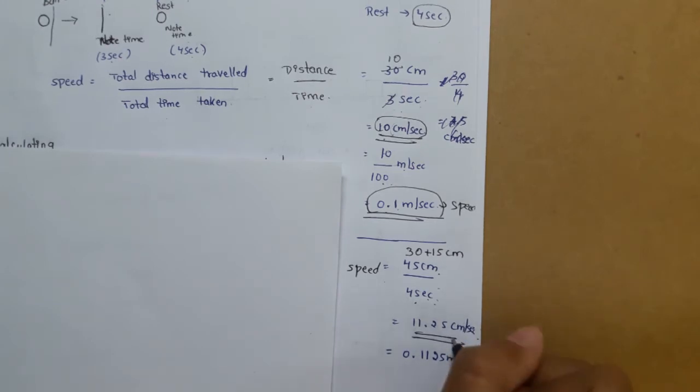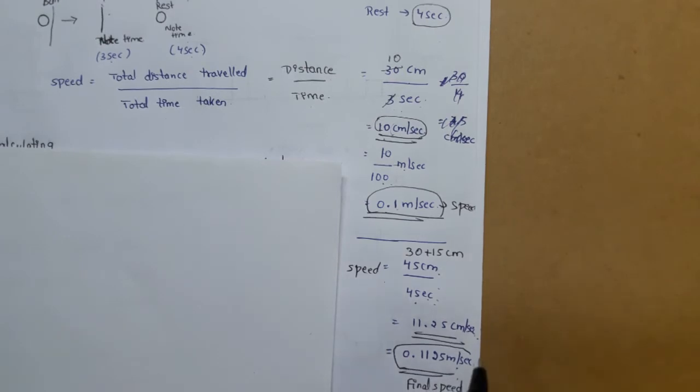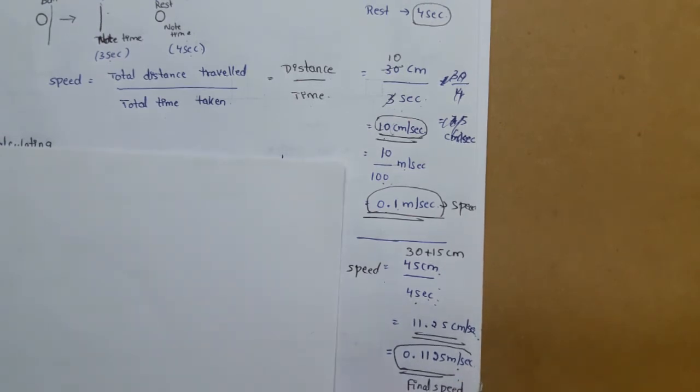Again convert the centimeter per second in terms of meter per second. We will get the speed as 0.1125 meter per second. So the final speed of the ball when it came to rest is 0.1125 meter per second. You can do this activity by taking many values and check how the speed of your ball varies when you move it slowly, when you move it faster, and when you move it at medium speed.